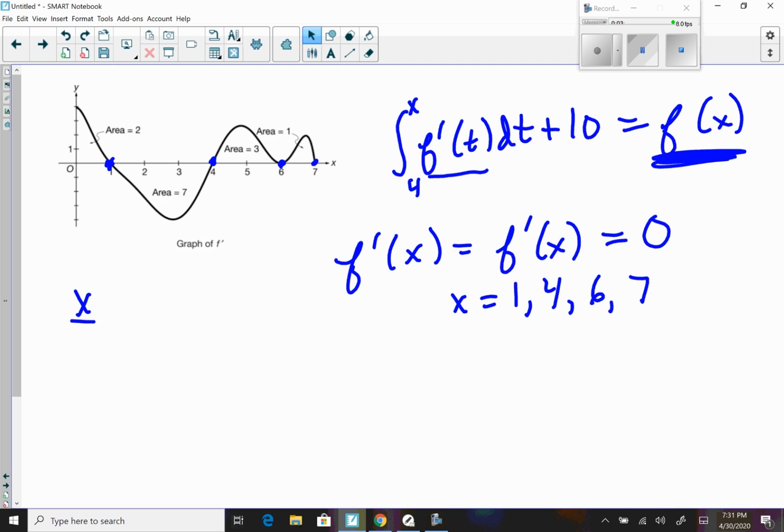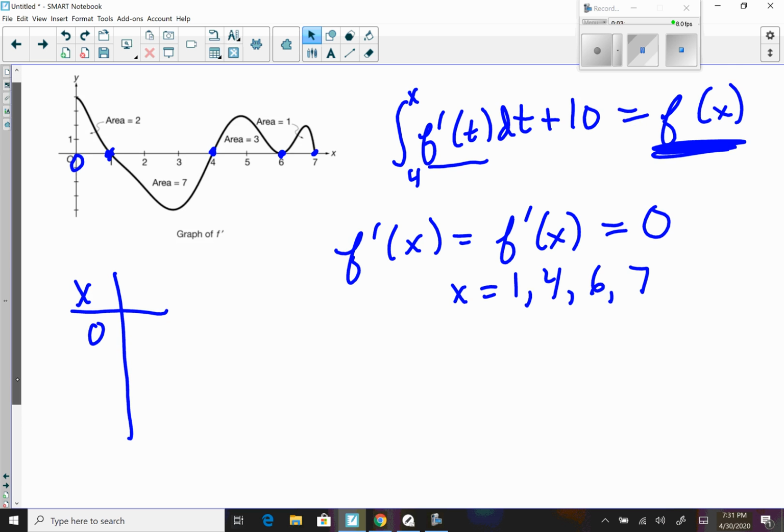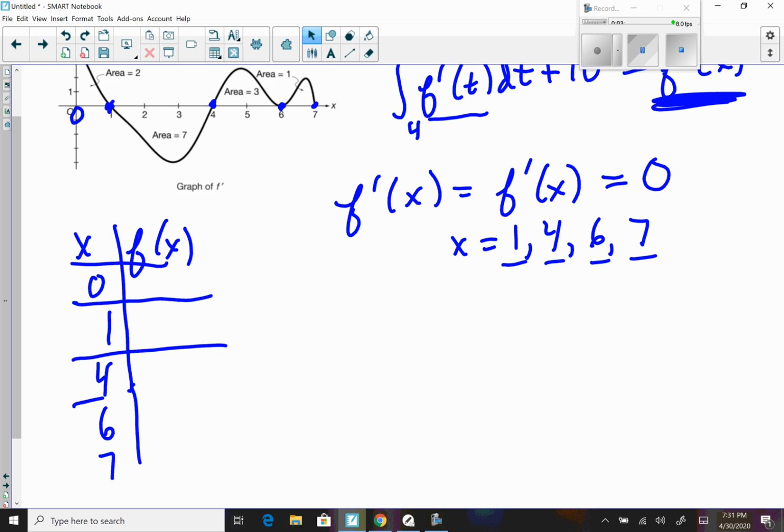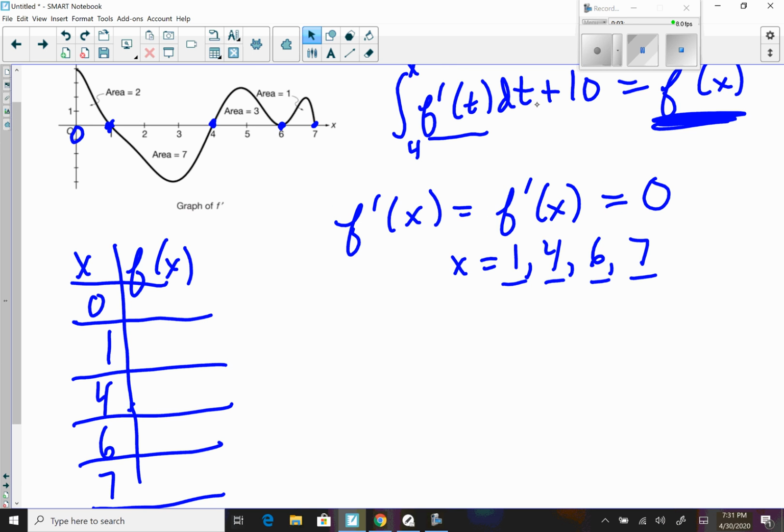What we do is we make a table with the endpoints of the interval that's in the question. It says interval 0 to 7, so we need 0 and 7, but we also need 1, 4, 6, and 7. So we need 7 for 2 reasons. It's a critical value, but it's also the endpoint of the interval. We just calculate f of x for each of these important numbers, critical numbers, using this formula right here.